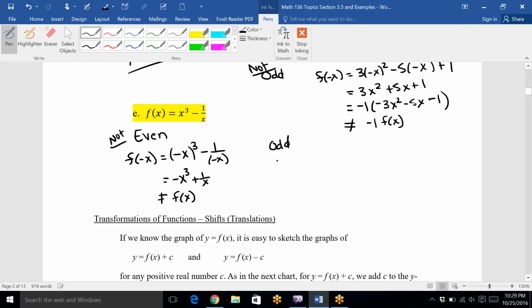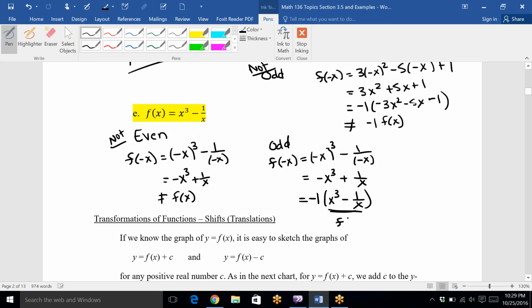When we test for odd, we do the same steps. Remember, this is just testing for symmetry. That's all we're really doing. We get a negative x cubed again and a +1 over x, but in the odd chance we try to pull out a -1. That would change that back to x cubed and -1 over x, and this right here is your original function times a -1. So we are odd. Okay, that's how you do the test for odd and even.